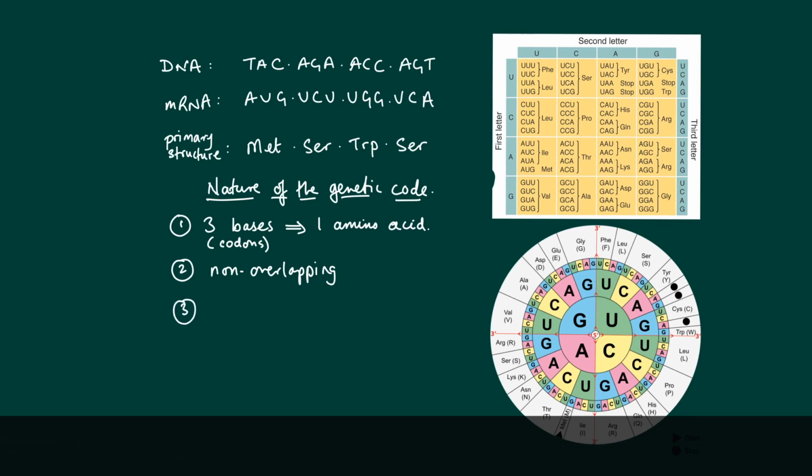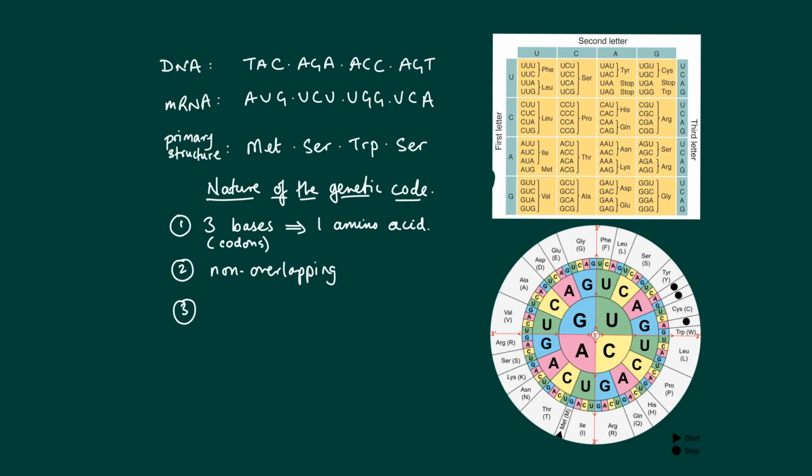3. Third point being, very important, that each codon is unambiguous. Each codon results in a particular amino acid, and there's no room for any codon being interpreted as one amino acid or another one. So let's pick an example here. So let's look at our particular example here.